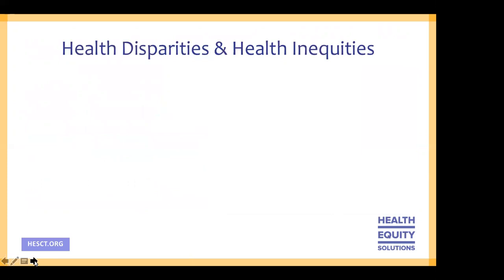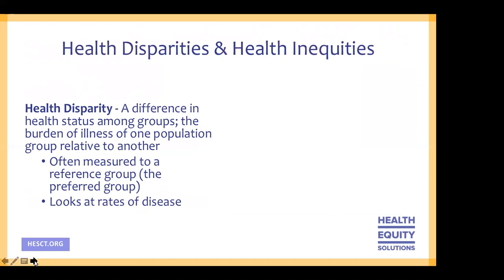I've already started with the definition of explaining the difference between health disparity and health inequities, but I want to go in deeper here. You'll note that in our communications, we try to really stray away from talking about health disparity, but the two are linked. A health disparity is a difference in health status among groups and the burden of illness of one population group compared to another. We often do this as figuring out one population that we think has the best health and or the greatest level of health and compare another group to them, and we look at rates of disease.